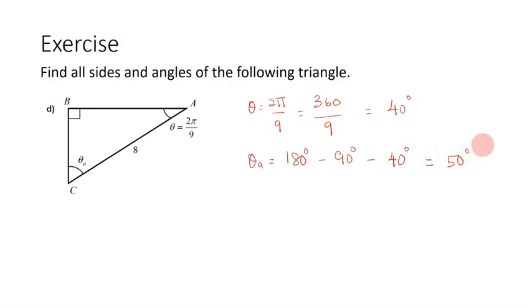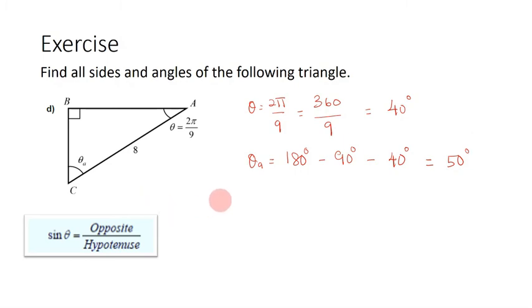Again, to complete the sides, we use sine theta. So we use sine theta here, I take 50 degree. We want to know the opposite, which is BA, and we know the hypotenuse equal to 8. So BA is equal to 8 sine 50 degree, which is equivalent to 6.13.